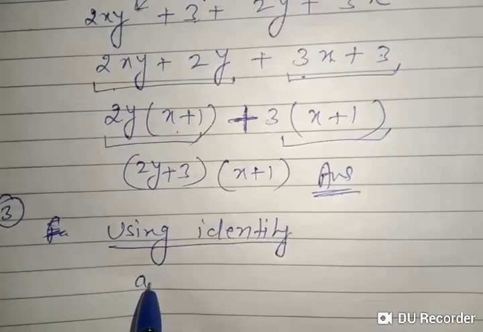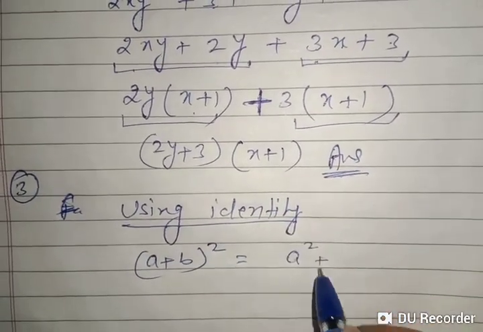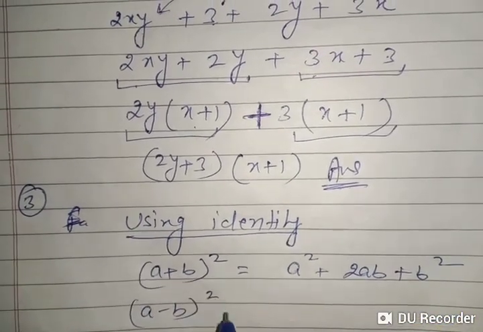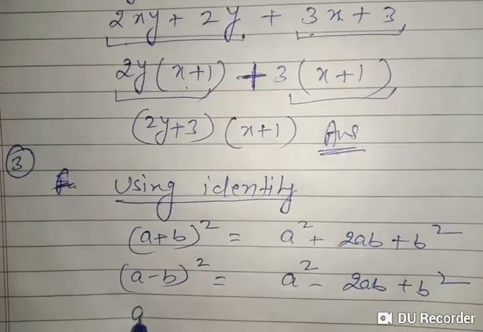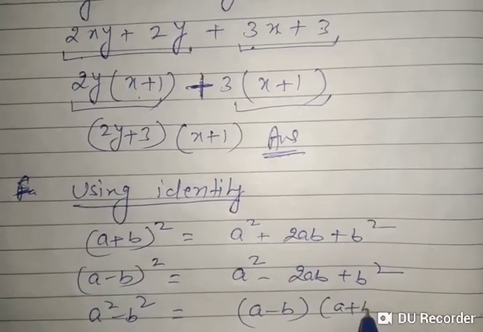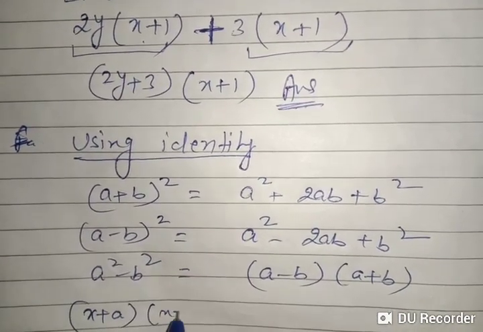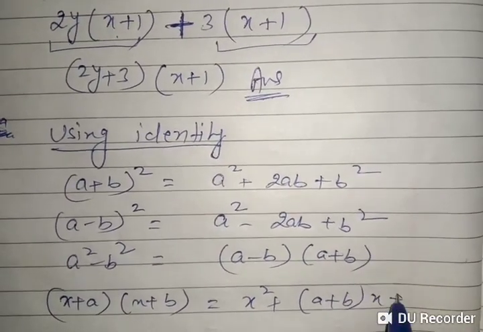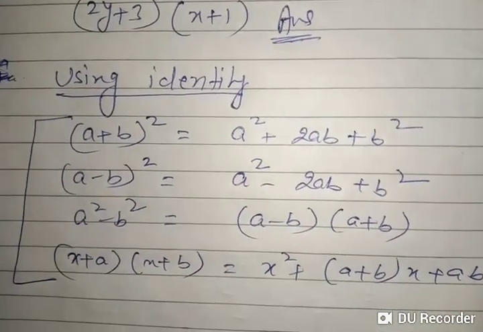If you remember, you have done these in 8th, and the same is there in your 9th class book also. a square plus 2ab plus b square, and a minus b whole square, which equals a square minus 2ab plus b square. The third one is a square minus b square, which equals a minus b and a plus b. And the fourth is x plus a, x plus b, which equals x square plus a plus b x plus ab. So these are the four identities that you have done earlier in your 8th class.